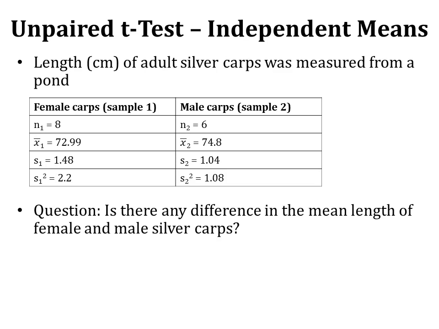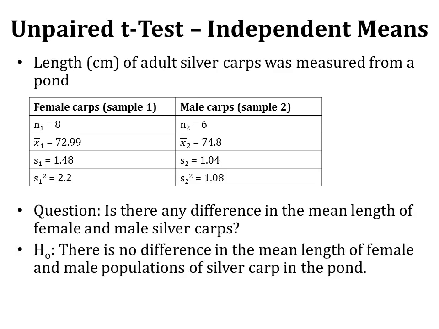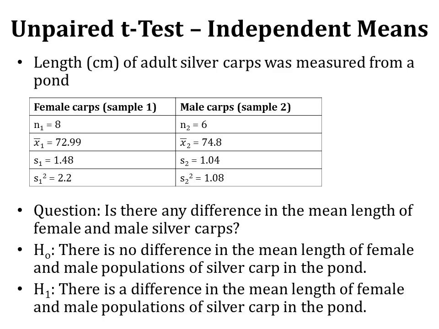Now is the time to put our question: is there any difference in the mean length of female and male silver carps? Our null hypothesis in this case is that there is no difference in the mean length of female and male populations of silver carp in the pond. Because this is the null hypothesis, we assume no difference. And the alternate hypothesis is that there is a difference in the mean length of female and male populations of silver carp in the pond. So this is our question and our hypothesis.